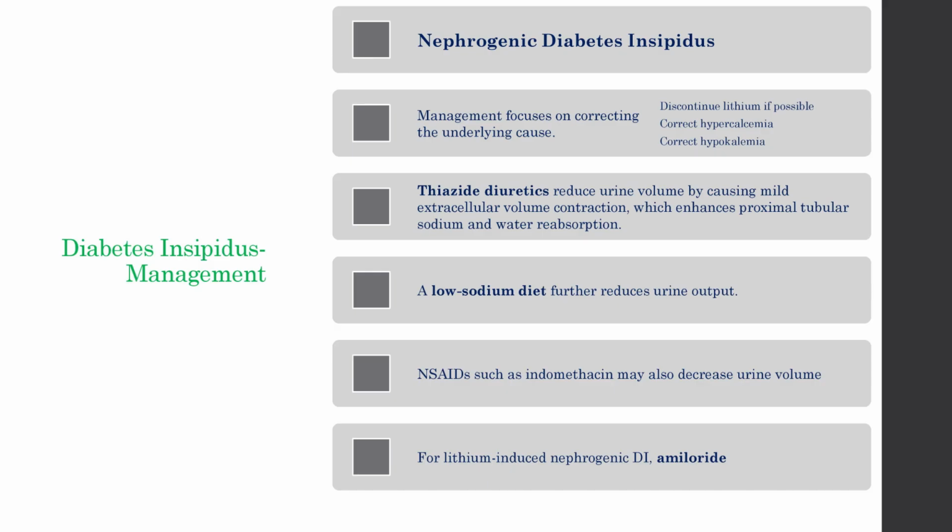NSAIDs such as indomethacin may also decrease urine volume by reducing renal prostaglandin synthesis, although long-term use is limited by adverse effects. For lithium-induced nephrogenic DI, amiloride is particularly useful because it blocks lithium entry into collecting duct cells.